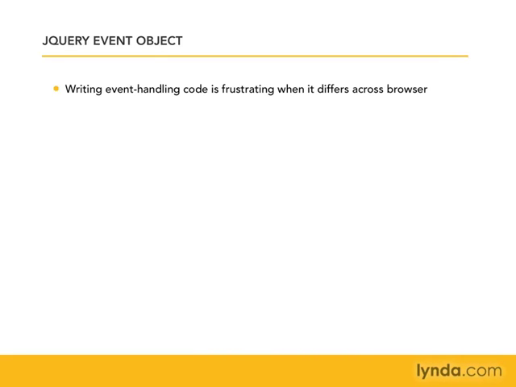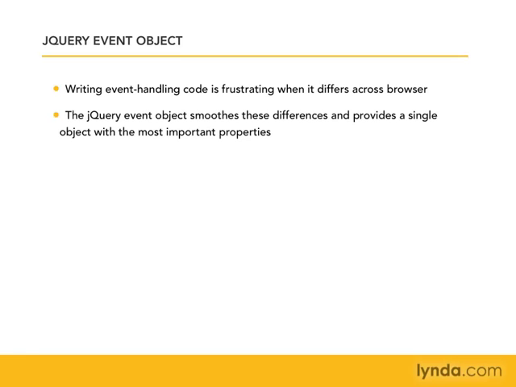As I mentioned earlier, one of the frustrating things about writing event handling code is that there are a lot of differences among the IE browsers and the browsers that use the DOM event model. One of the big differences is in the way the event objects are implemented. The IE event object and the DOM event object have a couple of properties that intersect, but for the most part, they're pretty different. jQuery helps solve this problem by smoothing these differences out and providing a single event object with the most important properties that you will commonly use.